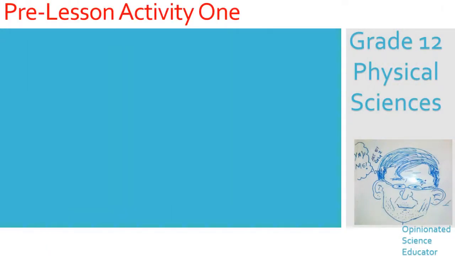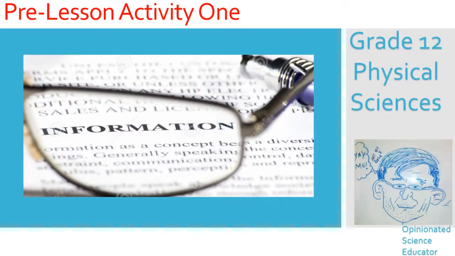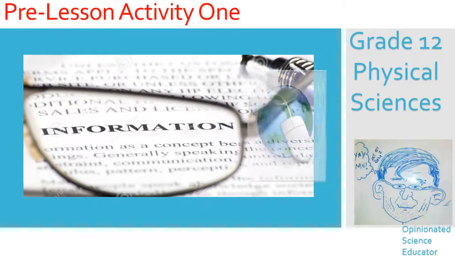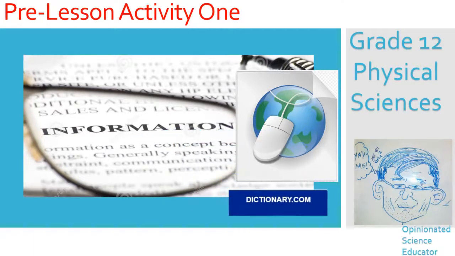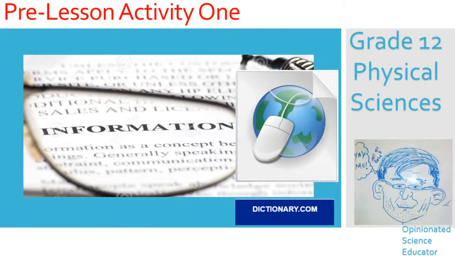Okay, so let's start with the first pre-lesson activity. Pre-lesson activity 1. Here you will be sourcing information. Now, before the internet, we had to do this in the library, but the internet provides a wealth of information just at the click of a mouse. So, you will be clicking and going to dictionary.com.